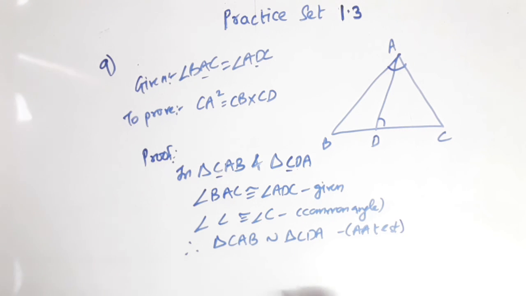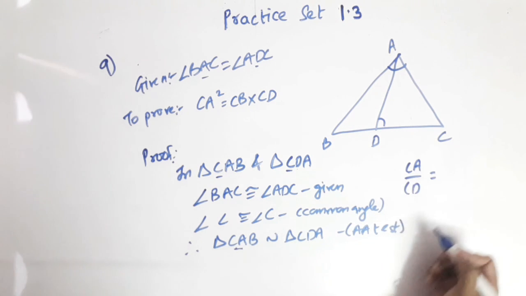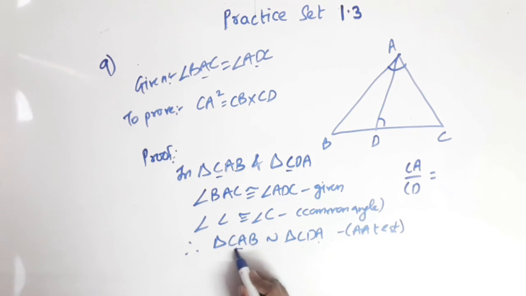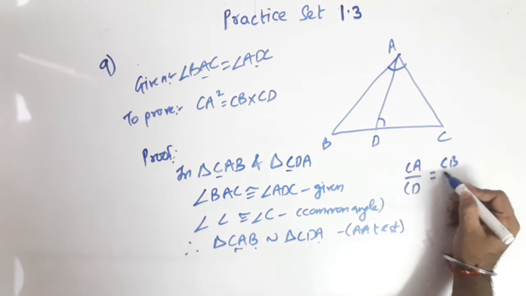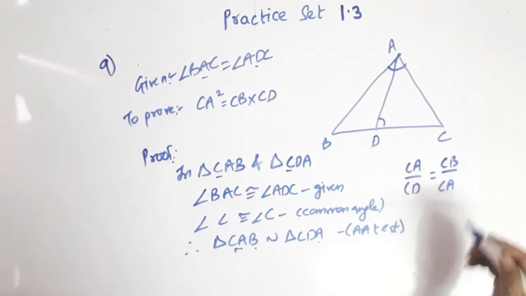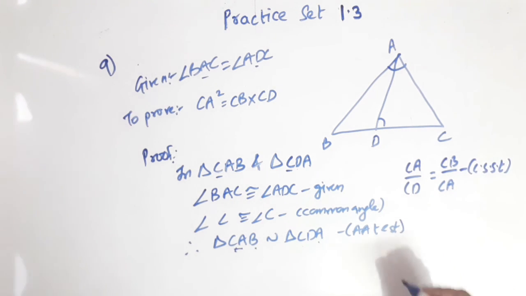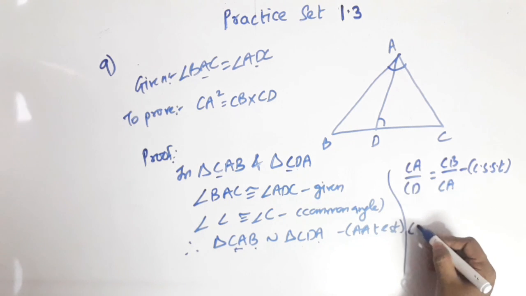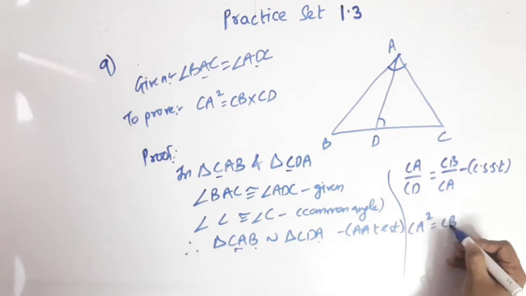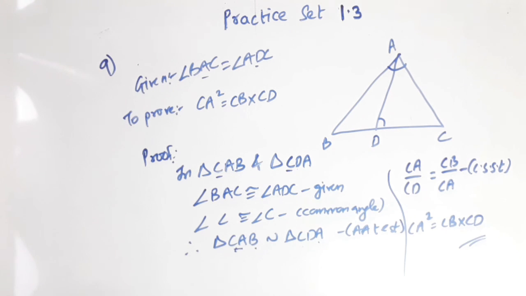Now, you want CA two times. So I'll write this first, CA upon CD is equal to, now again I want CA, so first and third, I'll select CB upon CA. This is called CSST, corresponding sides of similar triangles. If you cross multiply this, you will get CA square is equal to CB into CD. That's it, hence proved. With this we come to the end of practice set 1.3. All the best, good luck.